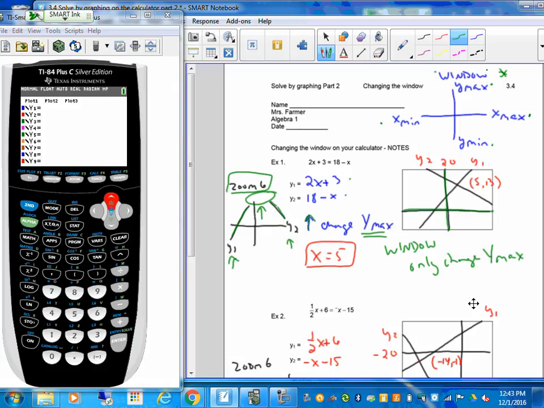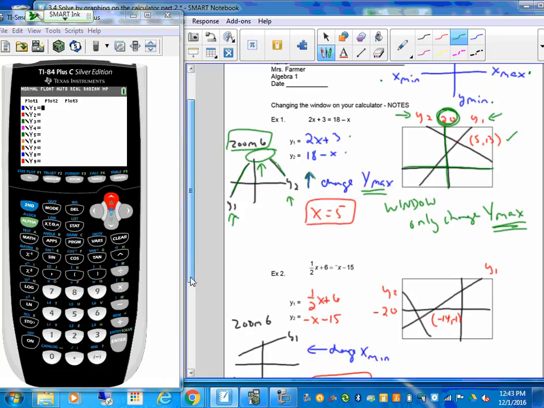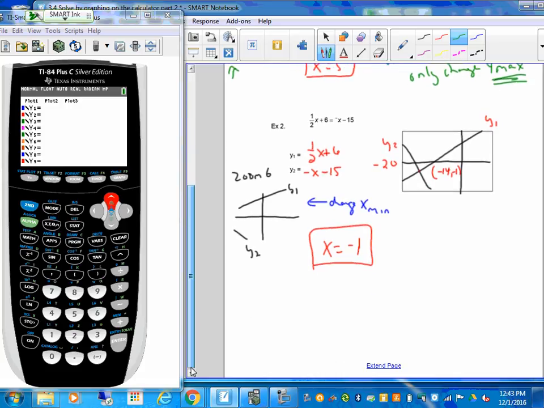Sketch the two lines. Make sure you label the Y1 and the Y2. Label your point of intersection, and be sure that you label that window number in the correct place. Since we changed Y max, we put it in the Y max location, which is at the top. Right. You have more notes than that on your page. I'm just reviewing them just so you remember the basics.